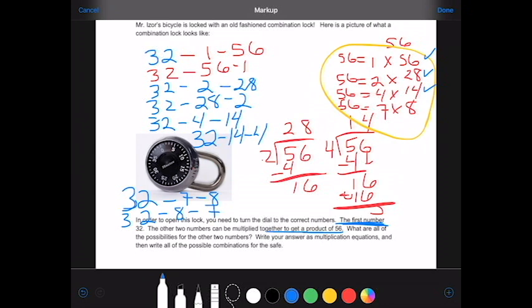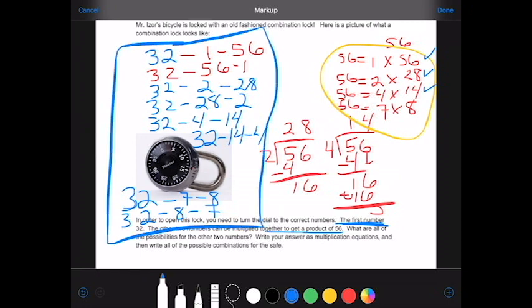Write your answers in multiplication equations. Did that. And then write all of the possible combinations for the safe. And those are them. Try to keep it organized. Remember that you're going to have 3 numbers in each one, and that then the ones that you found in your equation will then be reversed.